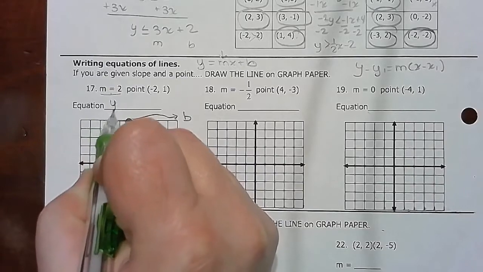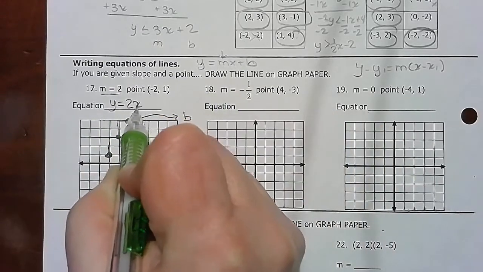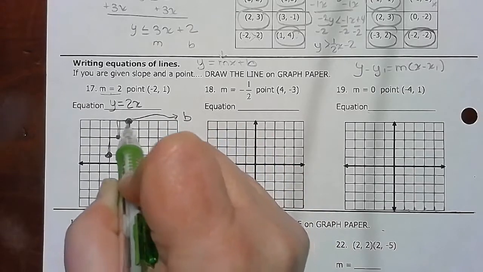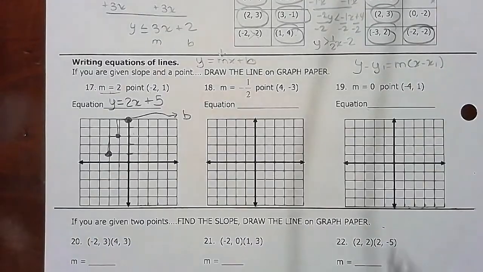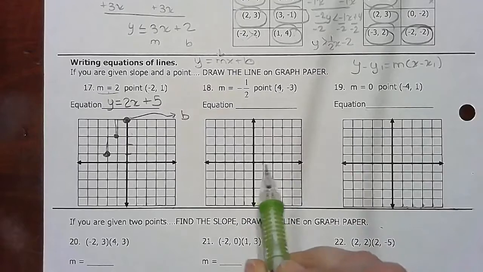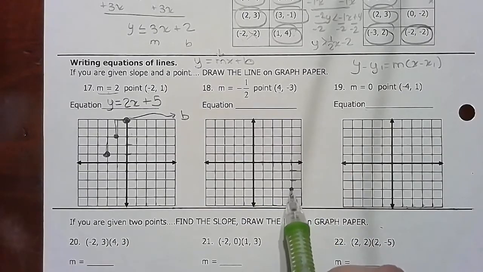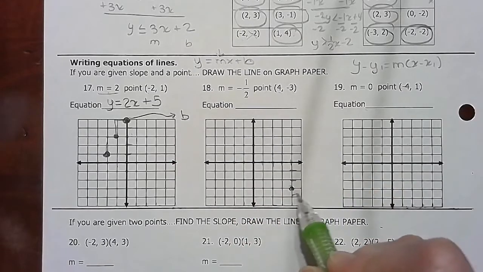So my equation is y equals mx plus b, where m is the slope and b is 1, 2, 3, 4, 5. Okay? Now let's try this one. 4, negative 3. So I go over 4 and down 3. Now, my slope is negative 1/2. Normally I would go down 1 over 2.